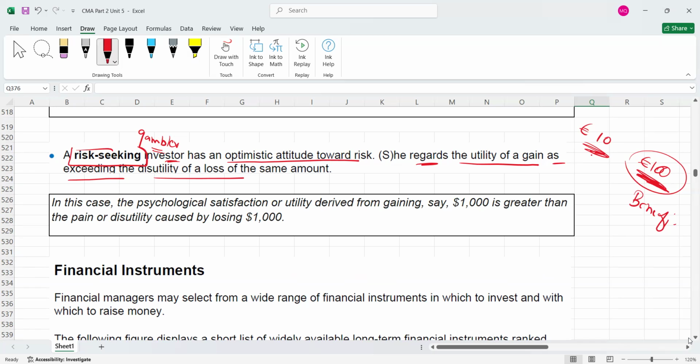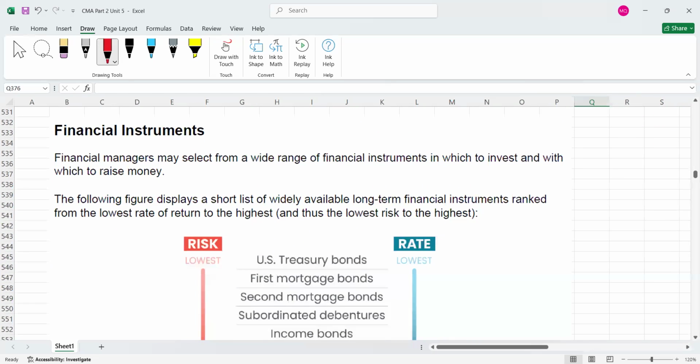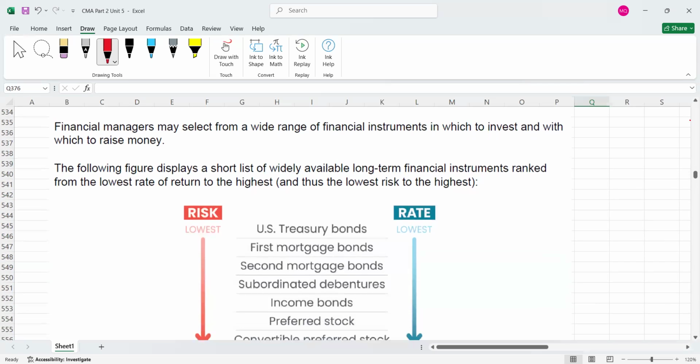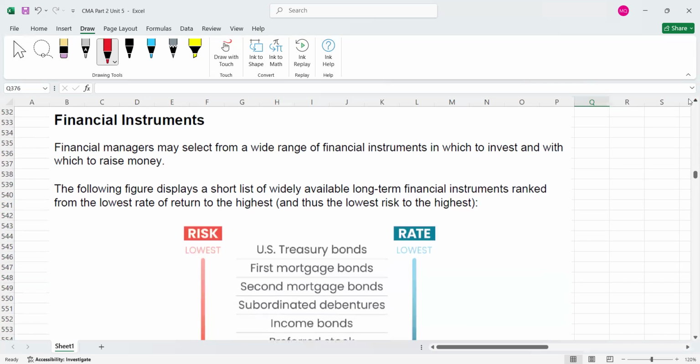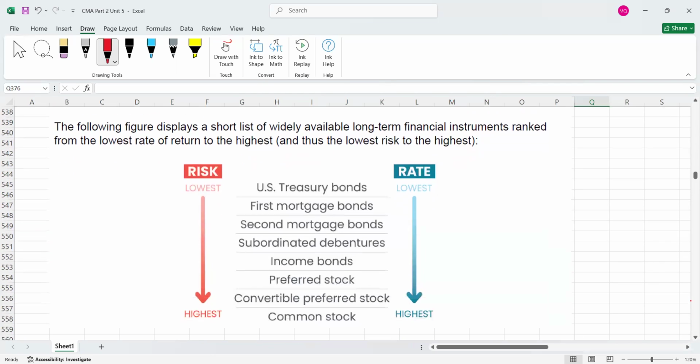Now guys, we are discussing financial instruments. This is just a list you have to remember. Financial instruments simply mean different types of investment options in which you can invest, or those securities which can be issued by companies to raise finance. Different instruments are available, and if you look here, this arrow means that moving this side you are moving from lowest risk to highest risk. And rate means return, so moving this side you have the lowest return, and here you have the highest return.